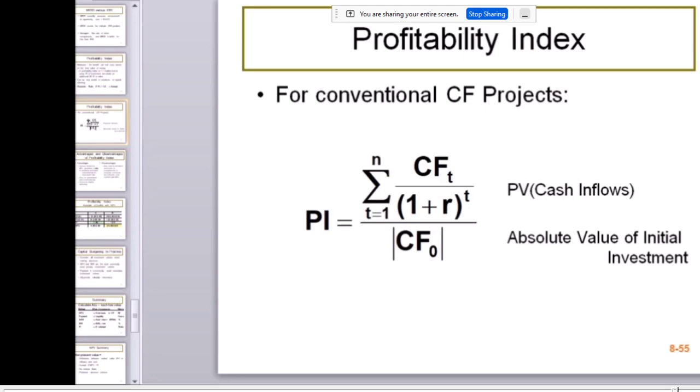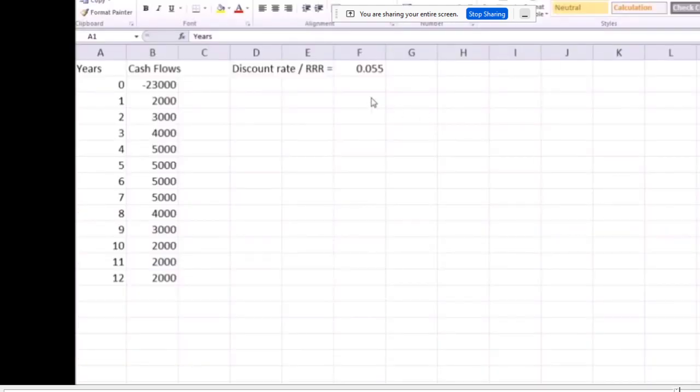Okay, let's have a look at an example. Here's our example. Let's say we have a project lasting for 12 years and the cash flows are starting with a negative cash flow of 23,000, the original costs, and some future cash flows starting from 2,000 all the way up to 5,000 and then down to 2,000 by year 12. The discount rate, or the required rate of return for this project with the given level of risk, is 5.5%. I have a couple of questions here. First, I have to calculate the profitability index, and secondly, decide whether we accept or reject the project.